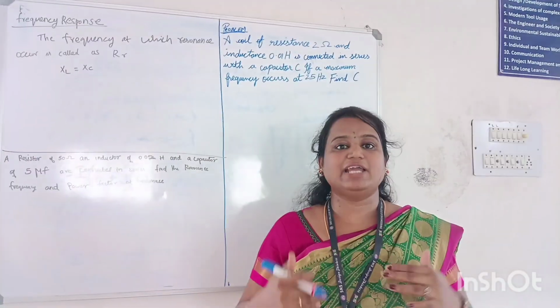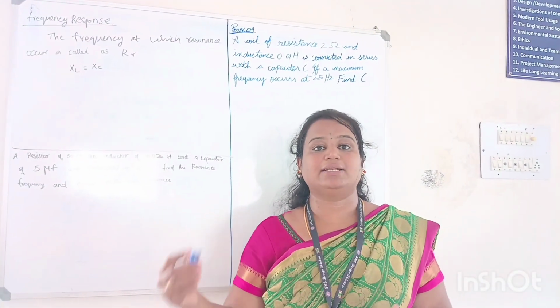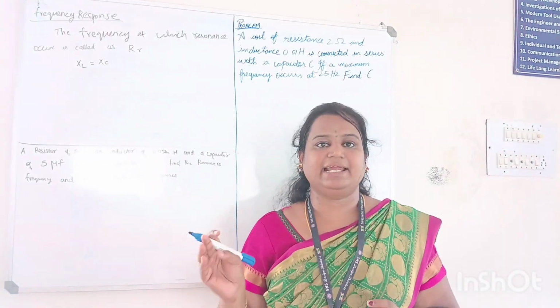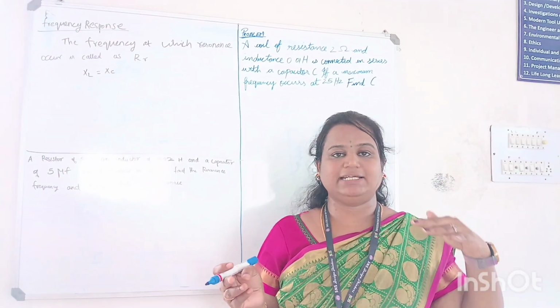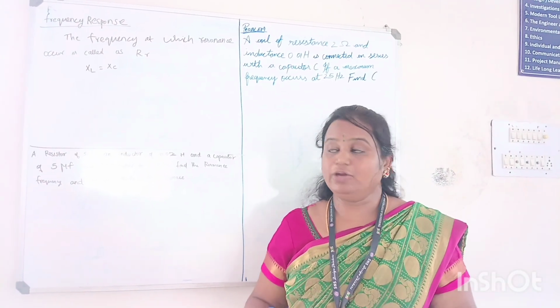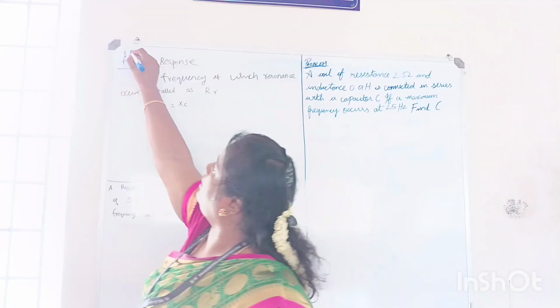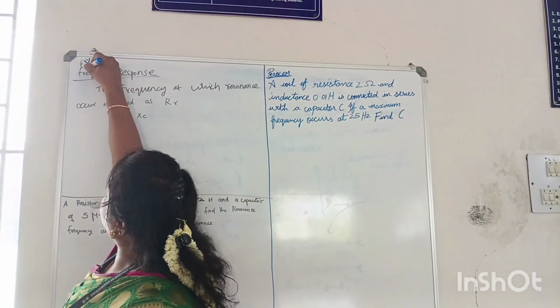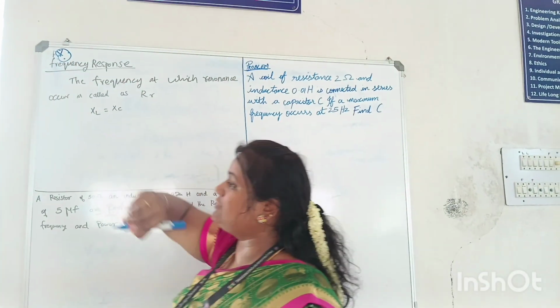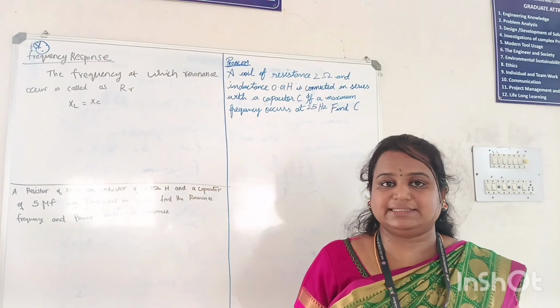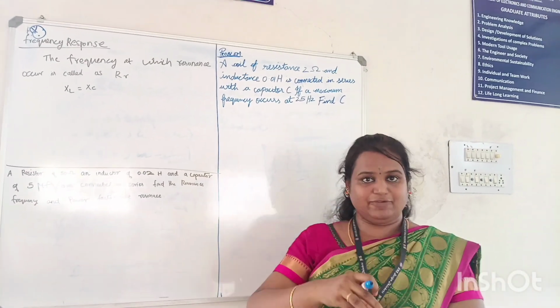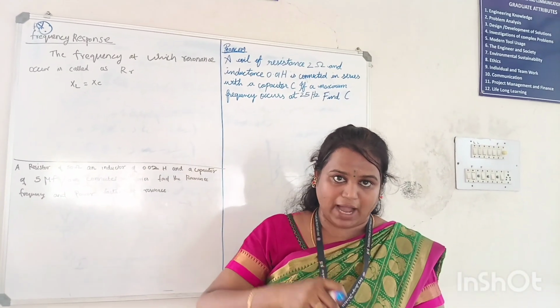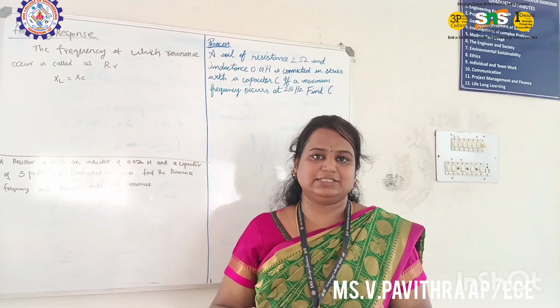In the last class, we derived the resonance of the RLC circuit in series, right? And before that class, we started resonance and frequency. Today, we are going to see an important topic called frequency response. It is very important. The frequency response is nothing but the frequency at which the resonance occurs. At that frequency, the resonance is going to occur. It is called the resonance frequency.